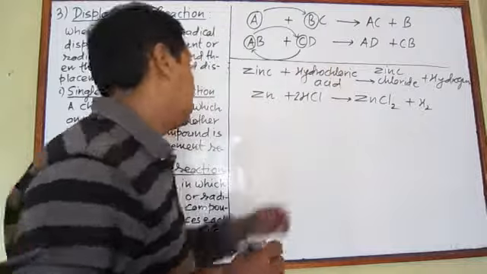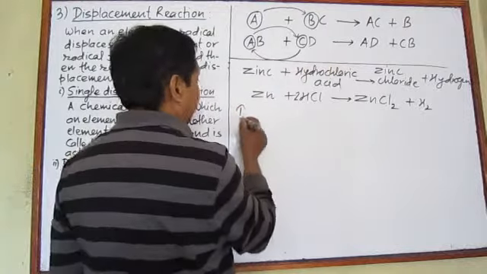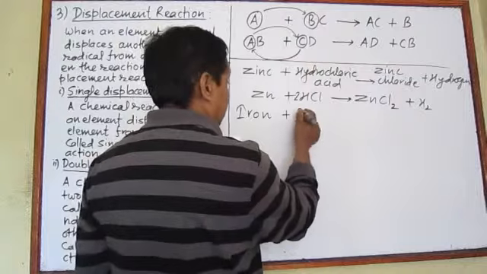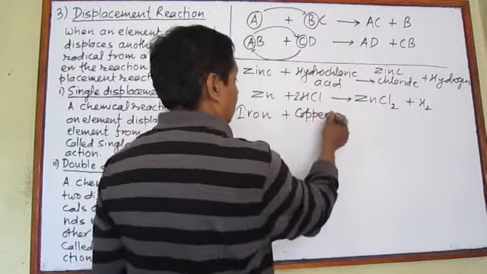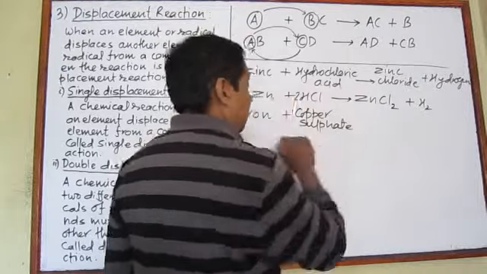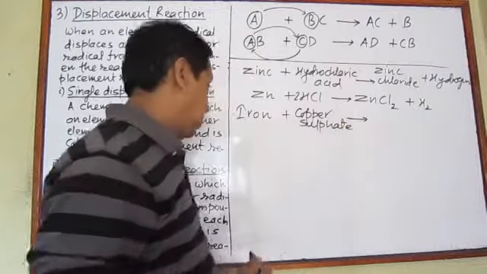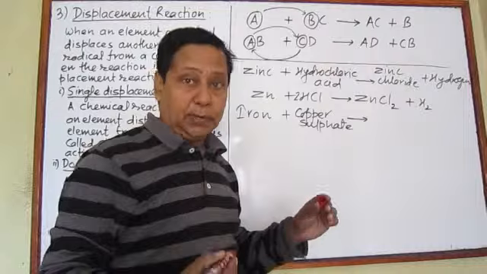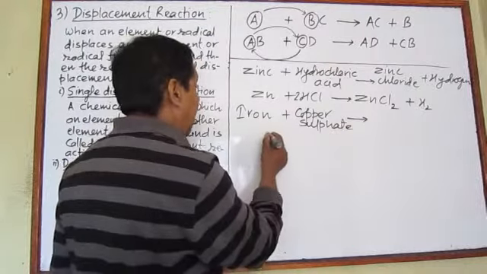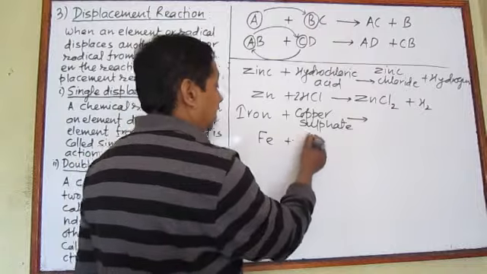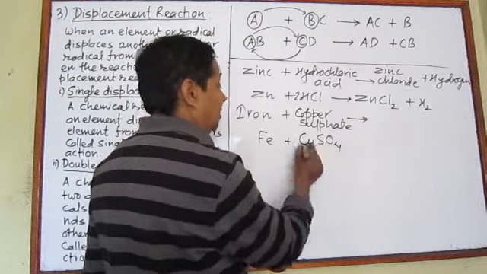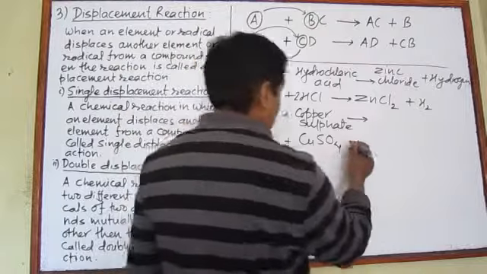Now I want to take another example. Iron, when this metal reacts with copper sulfate, let's say we have taken copper sulfate in the form of solution. Iron is more reactive than copper. The metal iron is more reactive than copper. Now I am writing the formula equation. Iron can be written Fe. Copper sulfate means CuSO4. Copper valency 2, sulfate valency 2, equal valency, no exchange.